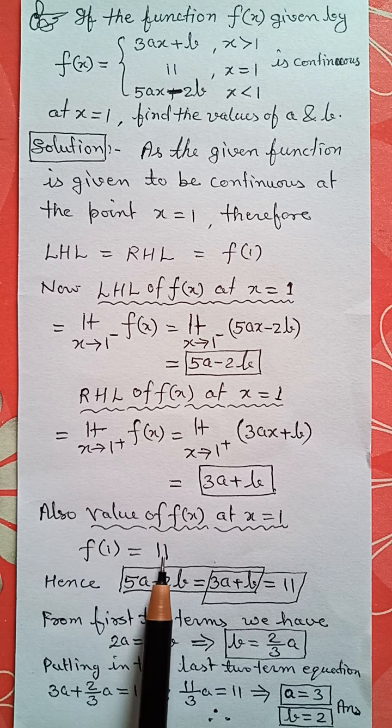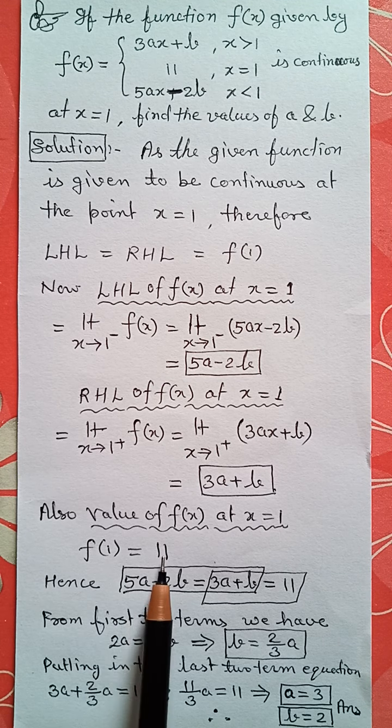Now applying the condition that left hand limit equals right hand limit equals the value of the function, we have 5a - 2b = 3a + b = 11. This is our left hand limit, this is our right hand limit, and this is the value of the function. Taking the first two terms, we have 3a going to the left hand side, 5a - 3a, that is 2a, and 2b going to the right hand side, 2b + b, that is 3b. Therefore 2a = 3b, which implies b = 2a/3.